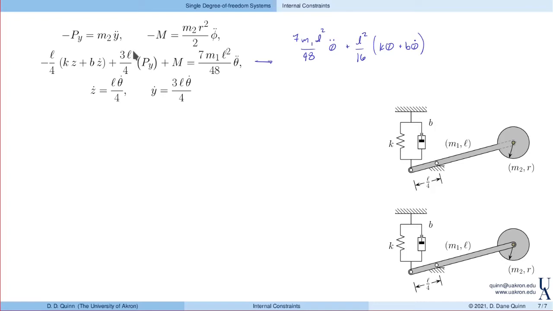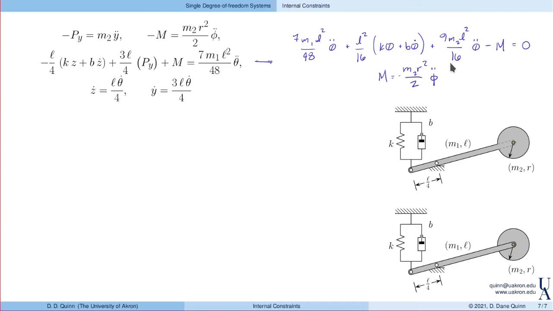And then I have a term that comes from this reaction, and when I simplify, that reduces to 9m2L squared over 16 times theta double dot. We still have this M, right? And I brought everything to one side, equals 0. And then finally, we have this equation for M. M is equal to minus m2r squared over 2 times phi double dot.